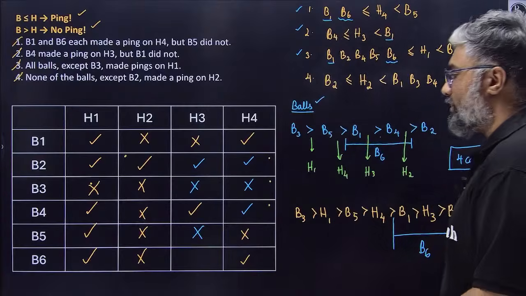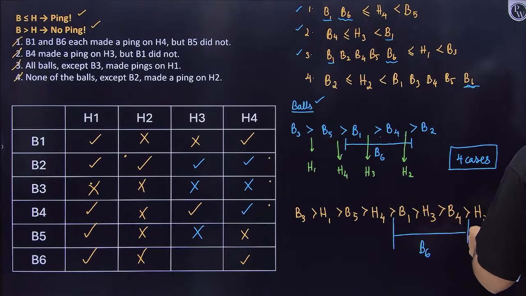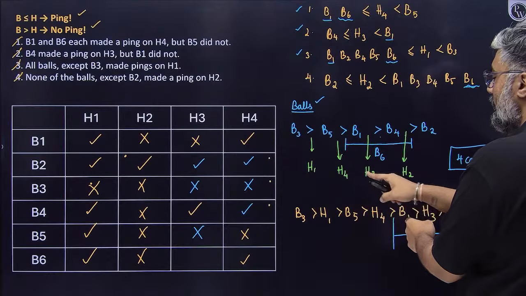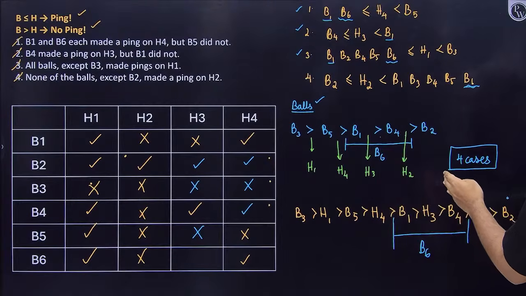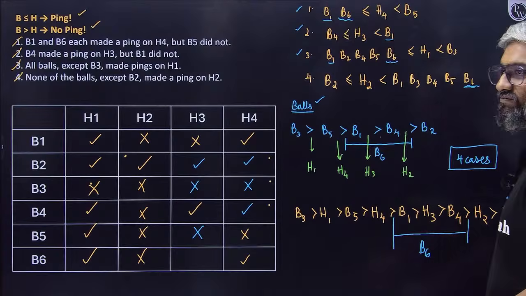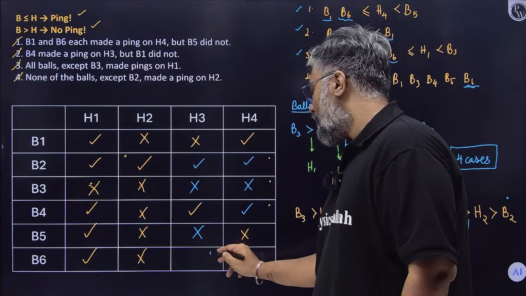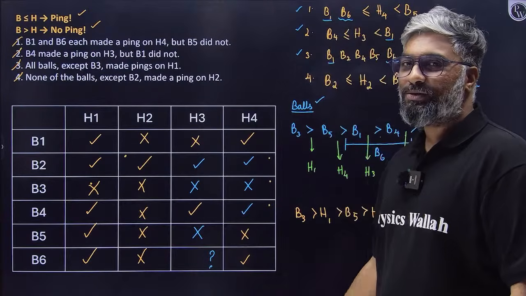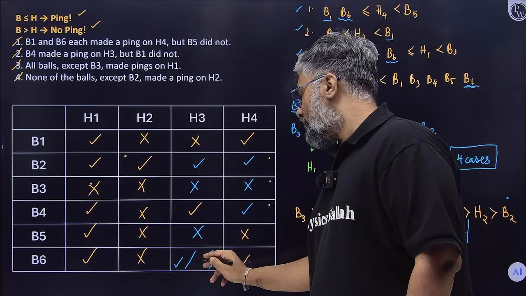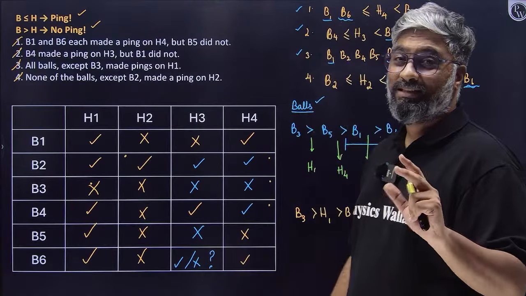Ball 6 is tick for H1. Yes. Ball 6 is clearly lesser than H1. Ball 6 is also lesser than H4. But what about H2? Greater than H2. But what about H3? This we don't know. Yes, this could be a tick also, could be a cross also, correct? This can be a tick also, cross also, depending upon ball 6's position.